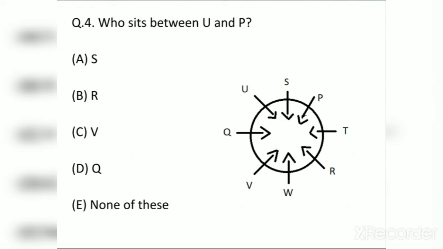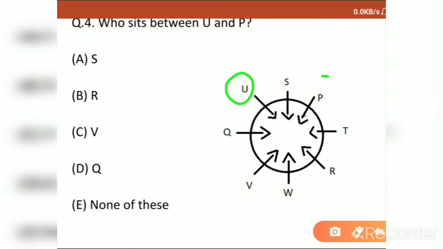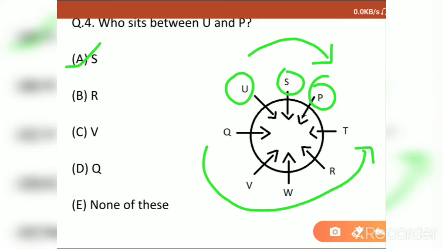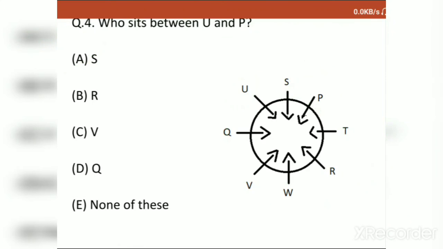Next, who sits between U and P? U is there, P is there. Here, you can get the answer in 2 ways. First way, if you take clockwise direction from U to P, only one person S is sitting. The answer is S. If you count anti-clockwise direction, the person between U and P is W. But is there any such answer among the options? No. So the answer is S. And he did not mention the direction. The answer will be S.